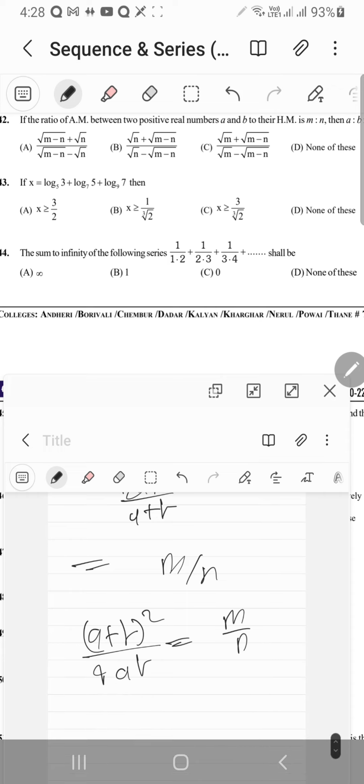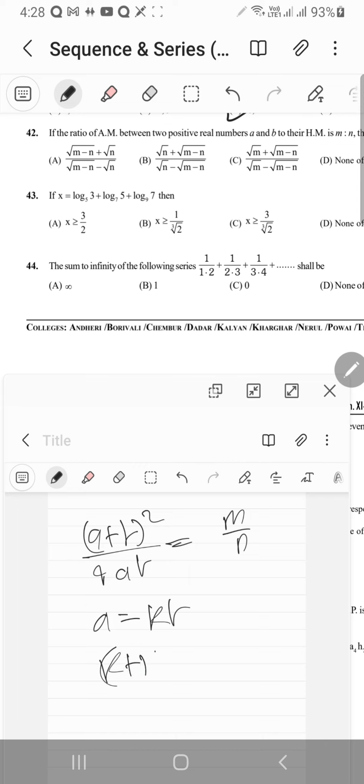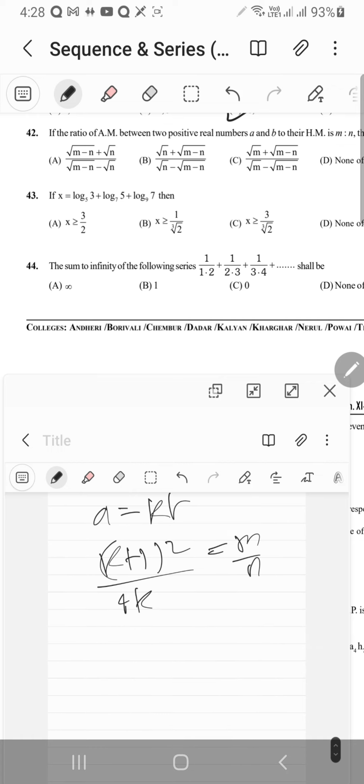And you just want the ratio of a and b. Let's just say a is k times b, then this will turn out to be (k plus 1) squared upon 4k. Yes. Oh, this is going to be bad. Yeah, I'm pretty sure this is going to be bad. Okay, it's (k squared plus 2k plus 1) upon 4k equals m upon n. Now what do I do?